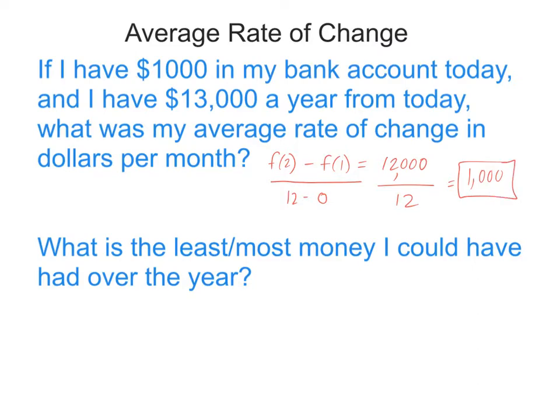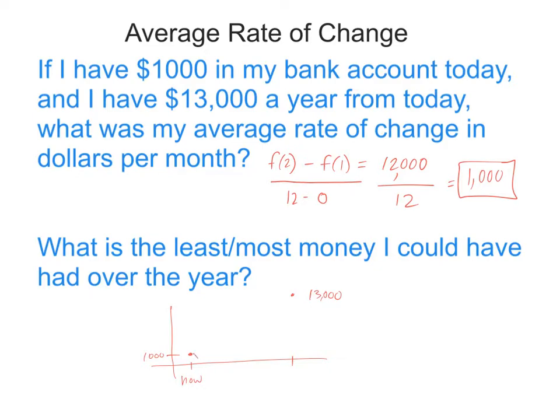Now, the follow-up question is, what's the least and most amount of money I could have had over that year? A lot of things could have happened in this year. I could have gone broke. Let's assume that 0 is the least I could have in my account. But right now, I've got 1,000, and down the road, I have 13,000. No matter what has happened throughout this year, I have still gained, on average, $1,000 per month. That's what an average does.